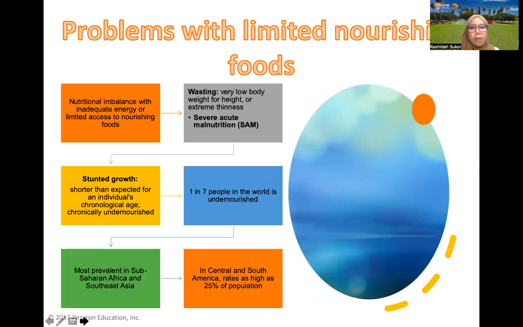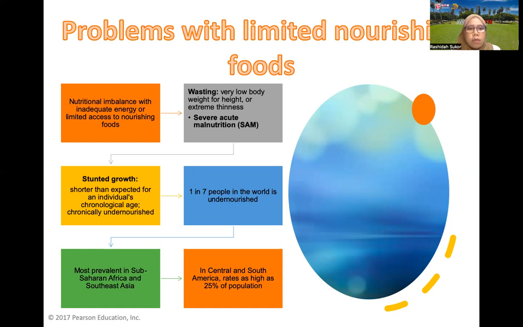So what are the problems with limited nourishing foods? One is nutritional imbalance. The other one is, when you have nutritional imbalance, you will have wasting. That means very low body weight or height or extreme thinness, or severe acute malnutrition. This applies to those who are undernourished, that means they don't have enough nutritious food. Then it will involve stunting, stunted growth, shorter than expected for the individual, or chronically undernourished.